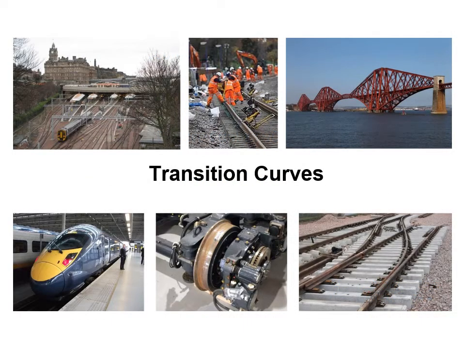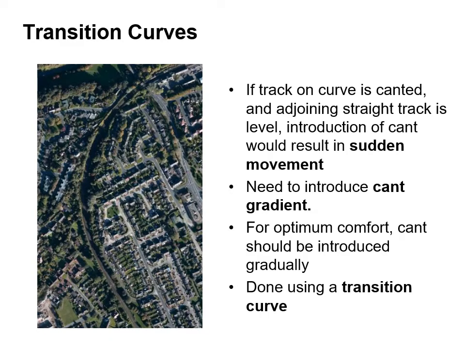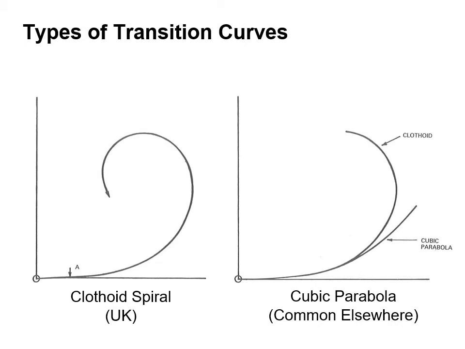So let's now look at what we mean by transition curves. If track on a curve is canted and the adjoining straight track is level, the introduction of Cant would result in a sudden movement. So there's a need to introduce a Cant gradient. And for optimum comfort, Cant should be introduced gradually, and this is done using what's called a transition curve. There are two types of transition curves. Commonly used in the UK is the clothoid spiral, but common elsewhere is the cubic parabola.